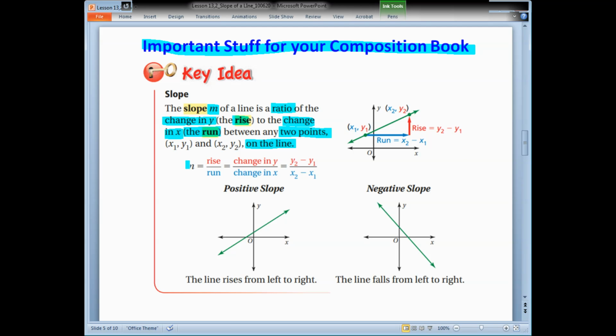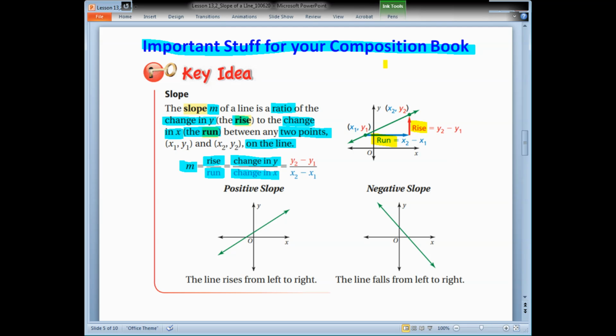So here's the formula. Rise over run. You'll see that a lot. It is the change in y. How does y change from one point to another? Divided by how does x change from one point to another. And so here's a really good drawing of what we mean by run and what we mean by rise when we're talking about slope.